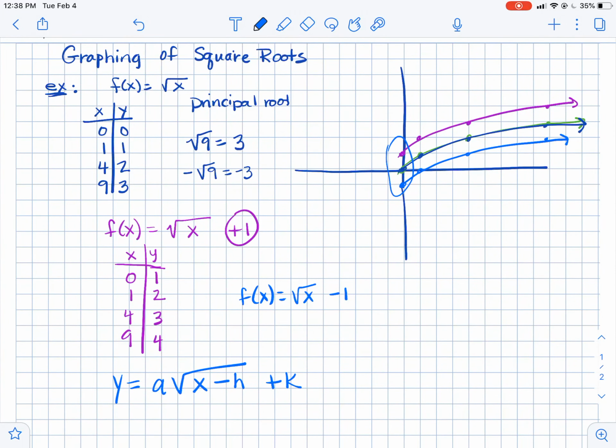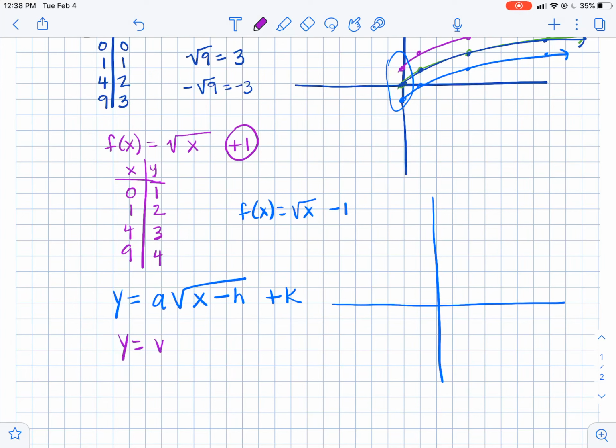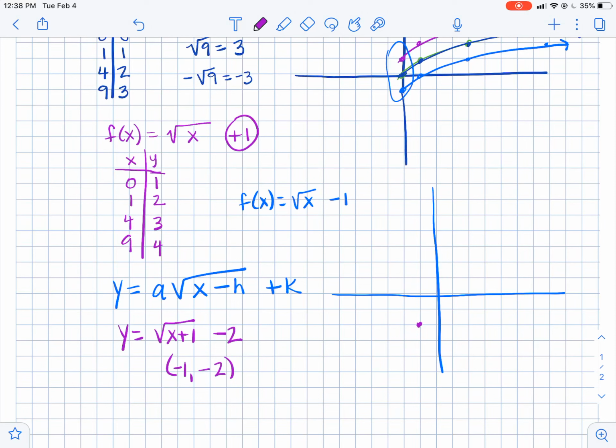Okay, so if I do have y equals the square root of x plus 1 minus 2, that would put my vertex point at -1, -2. So -1, -2. Okay, and I could find my x and my y intercept. Y intercept is definitely the easiest to find.